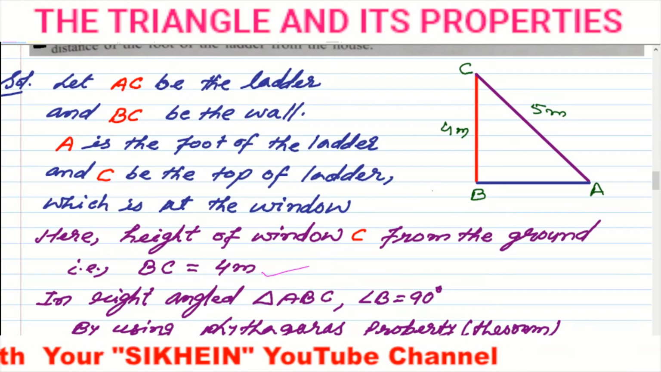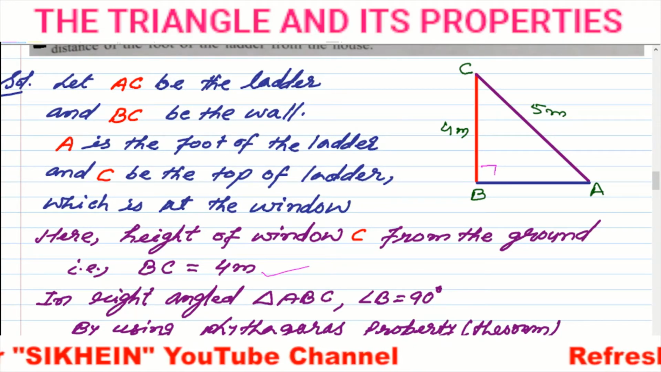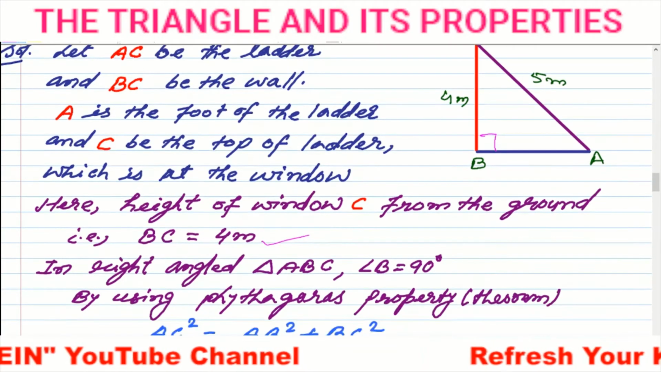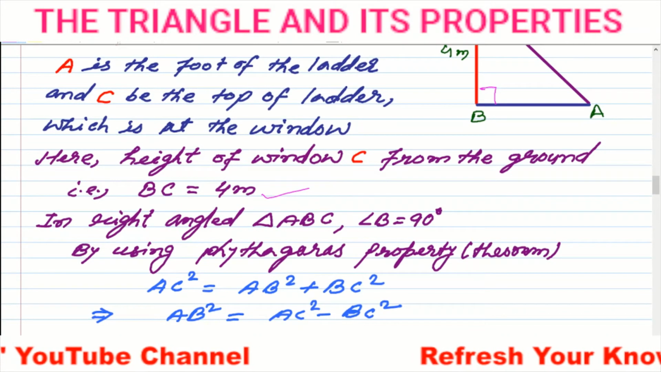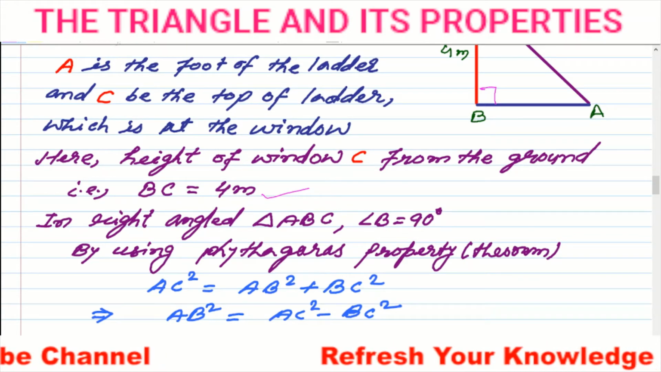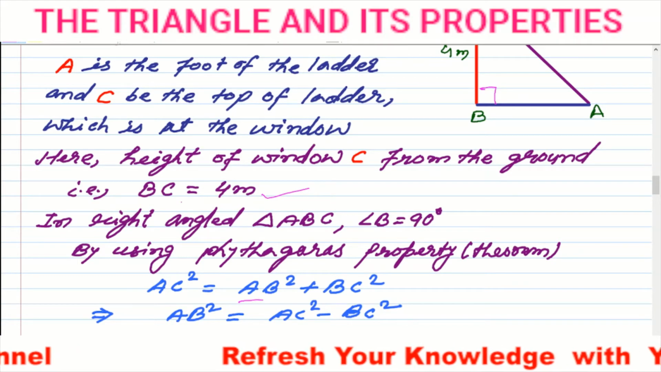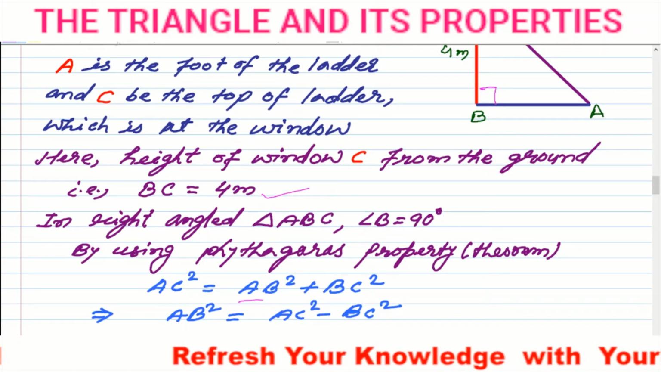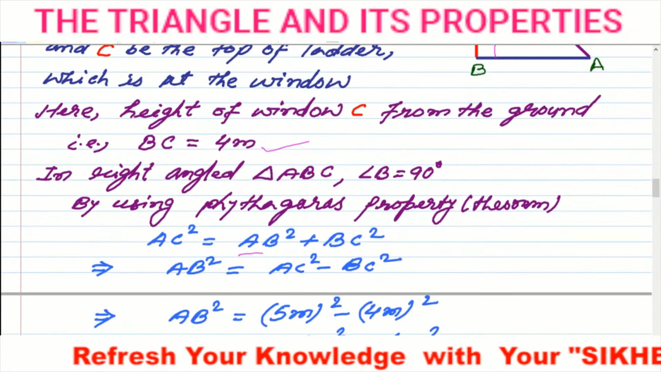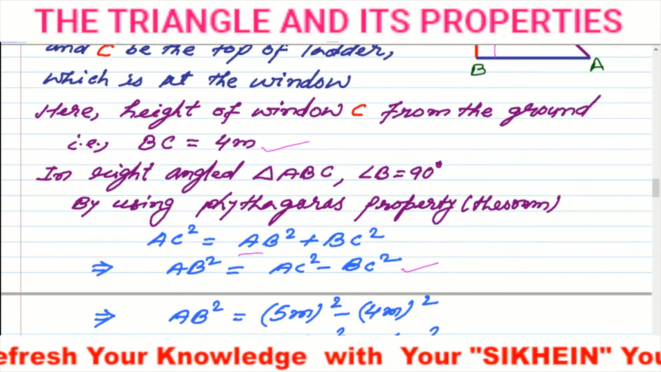In right angle triangle, B equal to 90 degree. By using Pythagoras theorem, we can write AC square equal to AB square plus BC square. Then we are going to find AB, that means the distance between the foot of the ladder and the wall. AB square equal to AC square minus BC square, right?